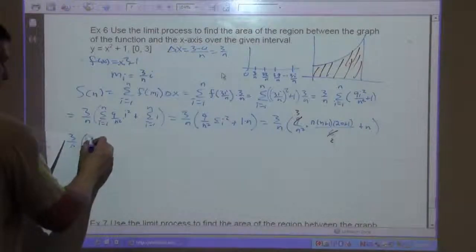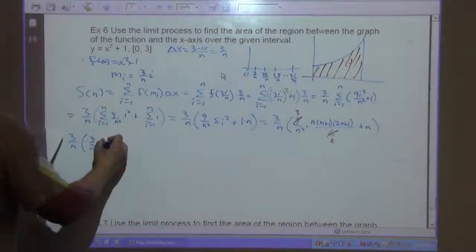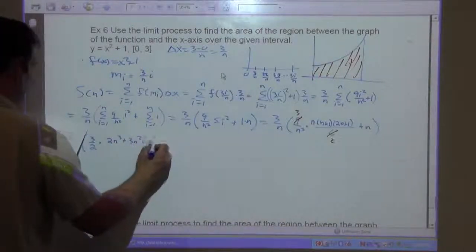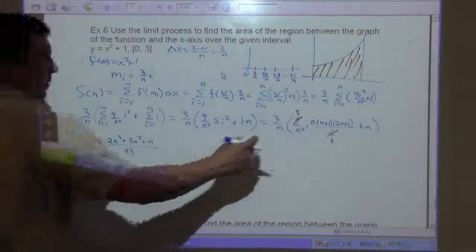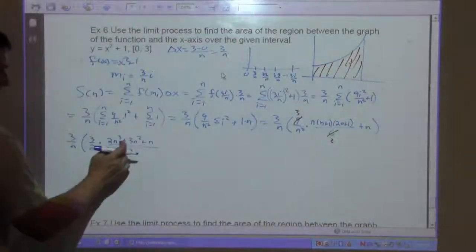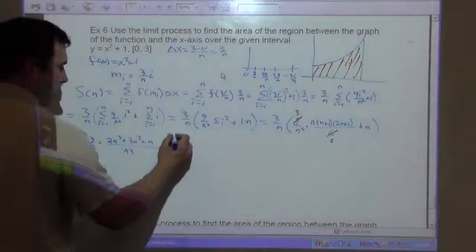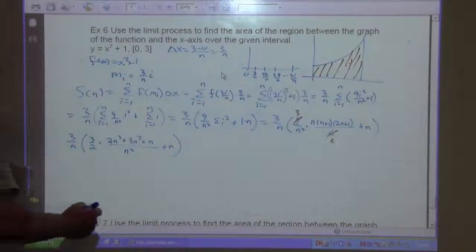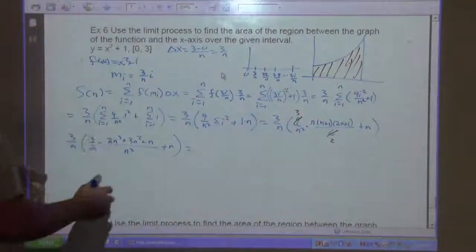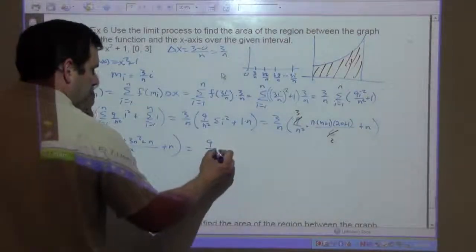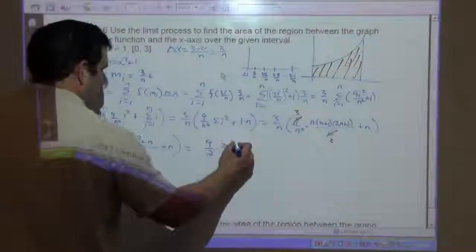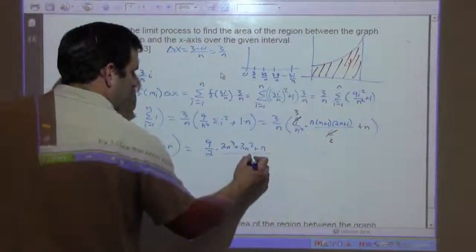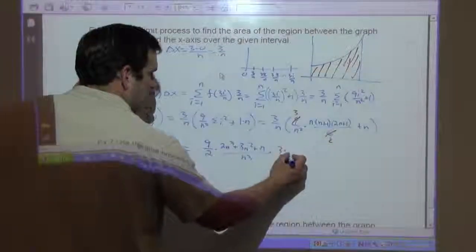we have that 3 halves times 2n cubed plus 3n squared plus n over n cubed. So this part right here works out to be this right here. This is n squared down below. If I bring the 3 over n through, that's going to be 9 halves times 2n cubed plus 3n squared plus n over n cubed times 3 times n over n.